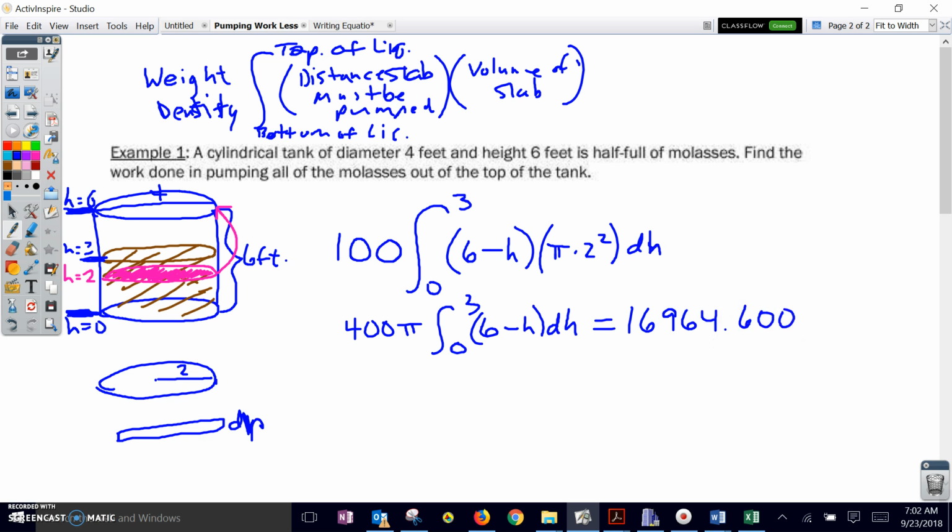16,964.600. And we're talking about the work being done with feet and pounds. This is going to be measured in foot-pounds, and that's the amount of work to pump out all the liquid out the top of the tank in example 1.